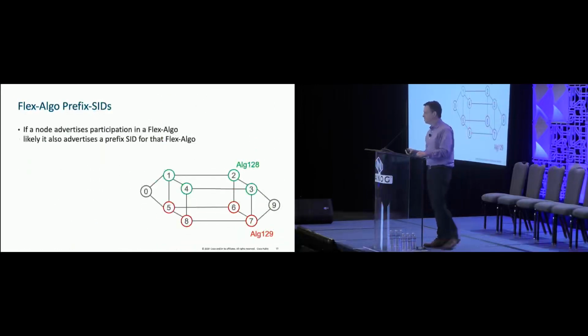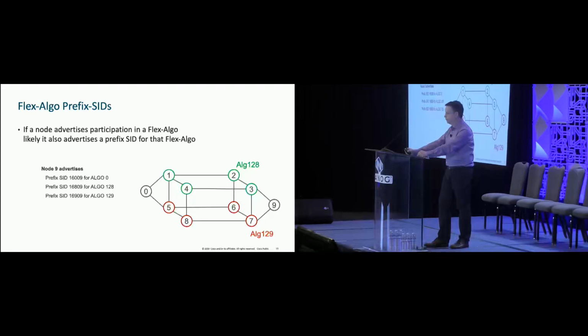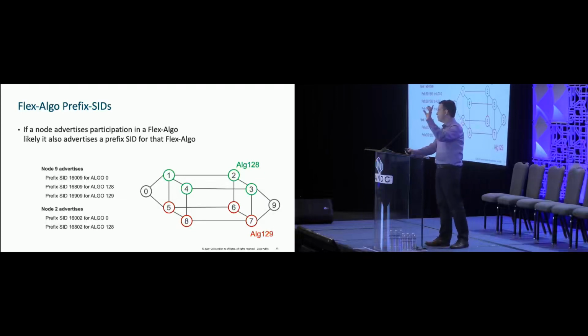The next concept is, what does the router advertise? When a router belongs in a Flex Algo, it will advertise a Flex Algo SID. Otherwise, there's no point for it to be on that Flex Algo. So in this picture, if you look at router number 9, it will advertise a label for all the Flex Algos that it belongs to. And you see the label values on the screen, 16009 as an example, 16809, 16909 for the different Flex Algos. Node number 2, on the other hand, belongs to only 1 Flex Algo and Algo 0. So it advertises 2 labels.